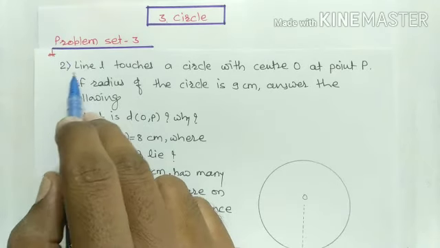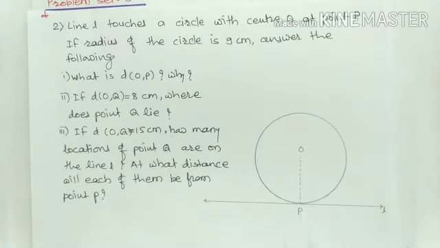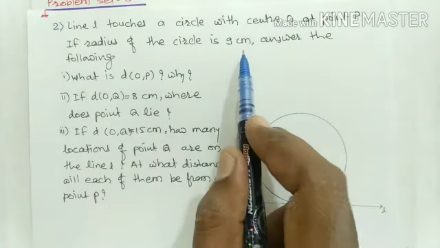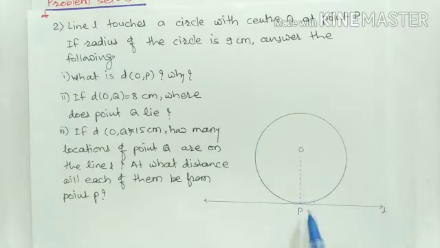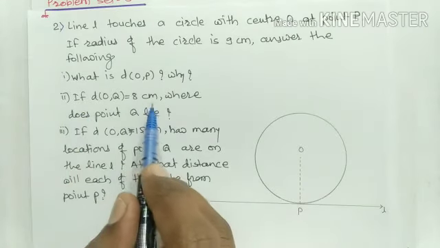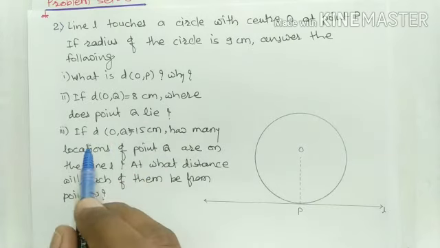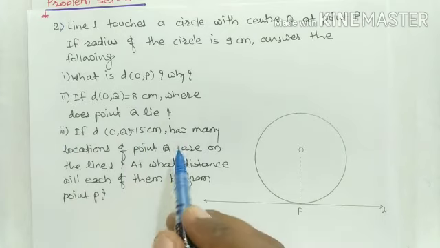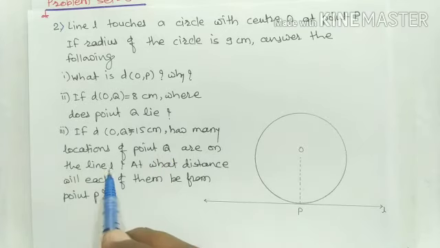See, question number 2 is: line L touches a circle with center O at point P. So in the figure, if the radius of the circle is 9 centimeter, answer the following. First, what is the distance OP and why? Second, if distance OQ is 8 centimeter, where does the point Q lie? And third, if distance OQ equals 15 centimeter, then how many locations of point Q are on the line L? At what distance will each of them be from the point P?